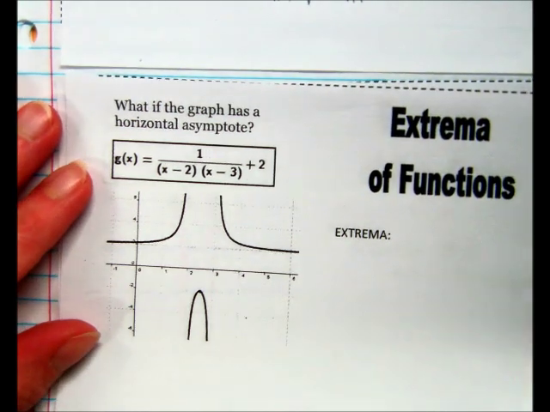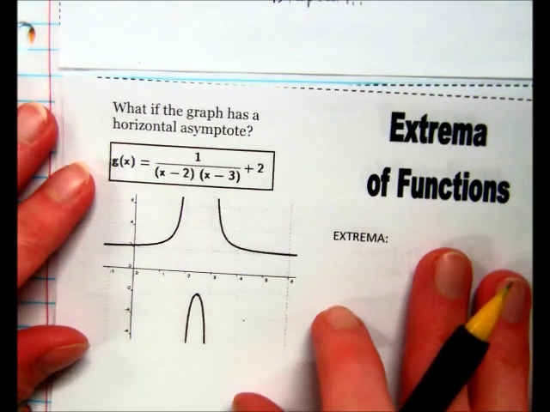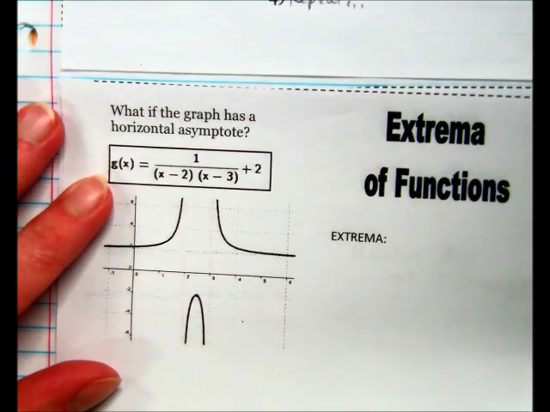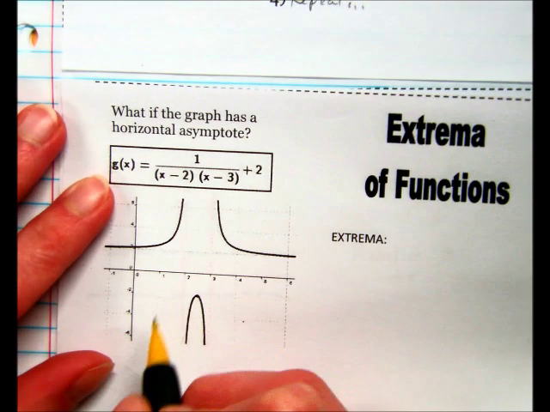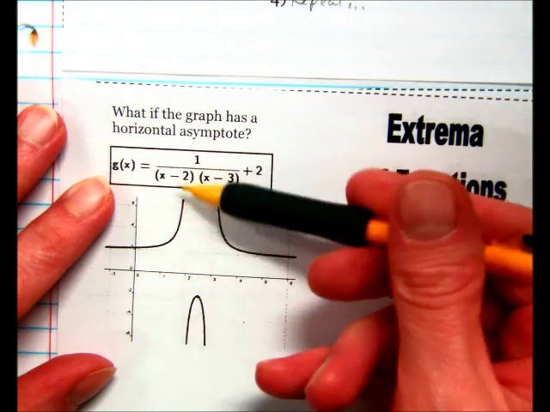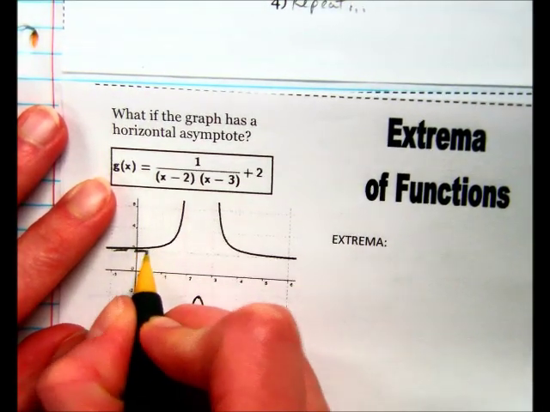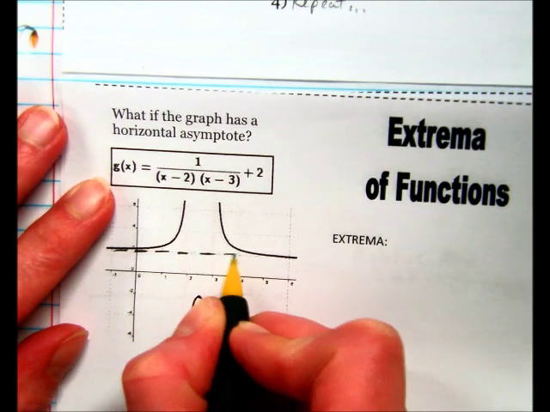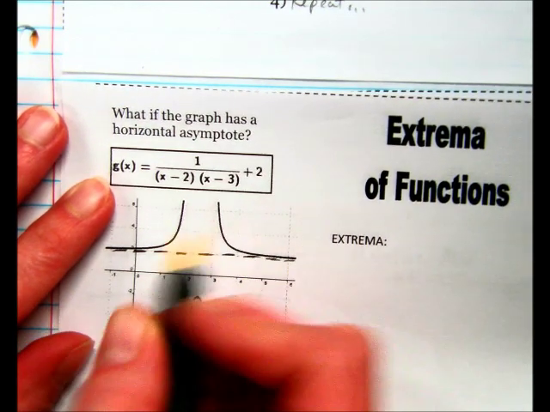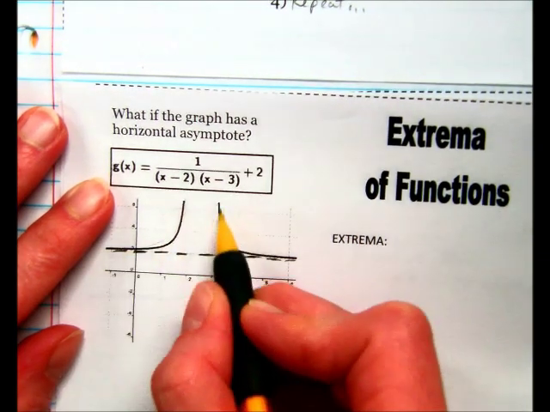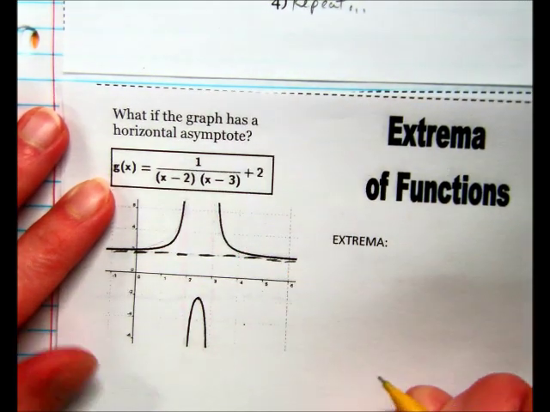What if the graph has a horizontal asymptote? So we've talked about vertical asymptotes a little bit. We're looking on this at the high and low points, and so we're going to look at horizontal asymptotes. So there is a horizontal asymptote right here, which lines up with 2 on the y-axis. These lines do not go lower than 2.